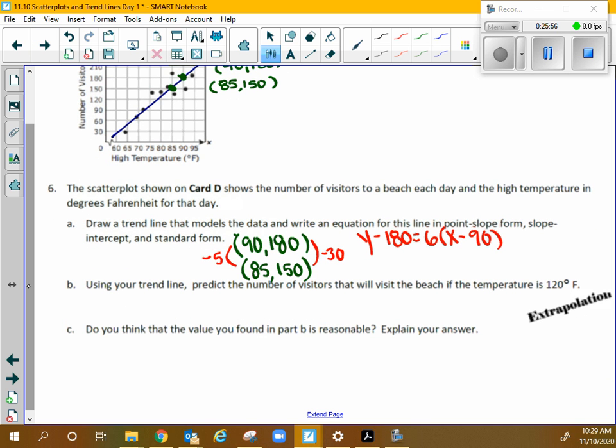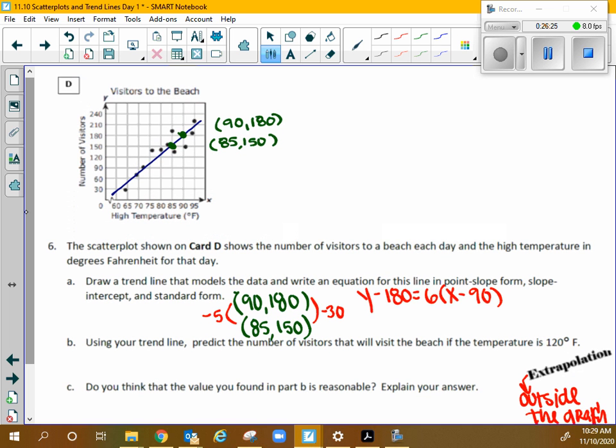Using your trend line, predict the number of visitors that will be on the beach at a temperature of 120 degrees. Extrapolation. That's not interpolation. Extrapolation. If interpolation is inside, what is extrapolation? Outside. So make that note. This is outside. And if I go to make an estimate, I hit a roadblock because, no, it's outside. It's like way over here. 120. 120 degrees is way over here. My line doesn't even go over there.